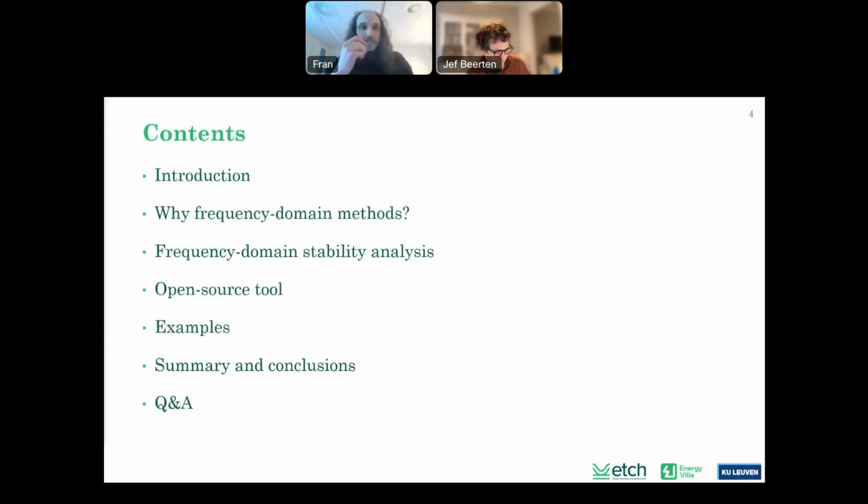So today we will go through a short introduction where we're talking about frequency domain methods, stability, and so on. Then we will introduce what frequency domain stability analysis is, and what kind of tools we can use within this framework. We'll explain the open source tool that is already available, and then guide you through some examples before finishing with a summary and conclusions. Depending on the time, we'll have some margin for questions and answers, so don't hesitate to use the box dedicated for that.